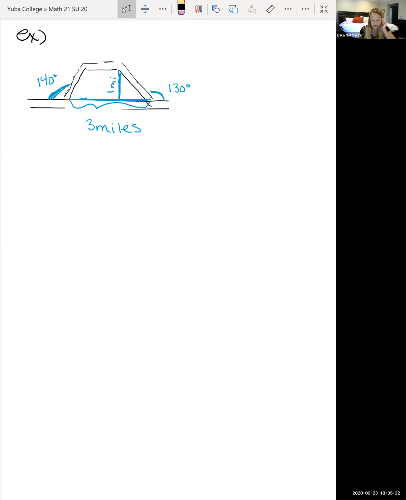Coming back from break, we're looking at a problem where we were trying to build a bridge, but we couldn't build a bridge. And so they had to go around a bay. And so we're trying to find the distance of highway that needed to go around this bay.